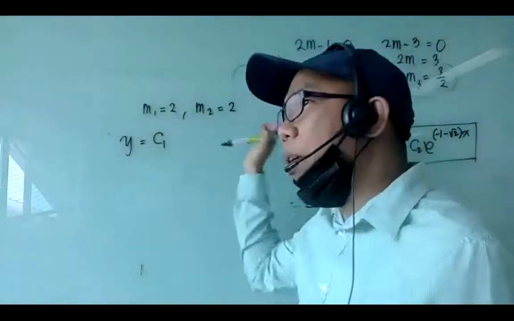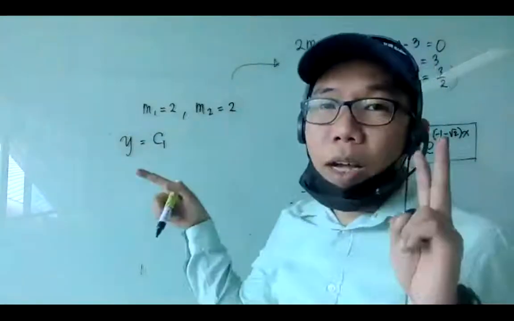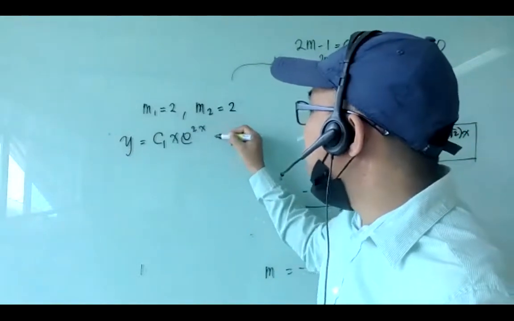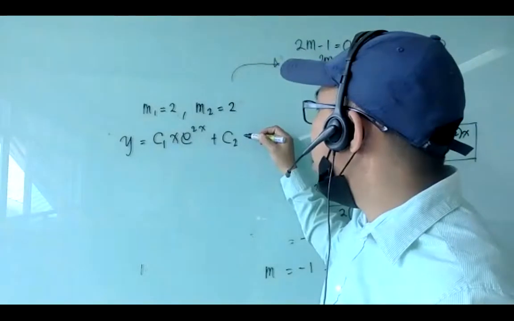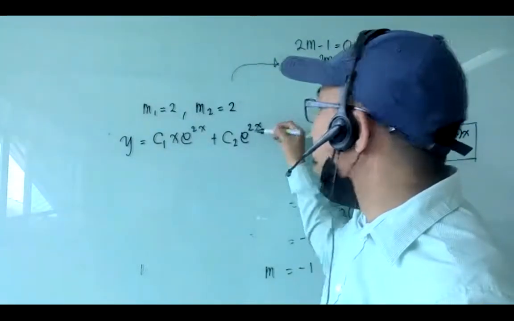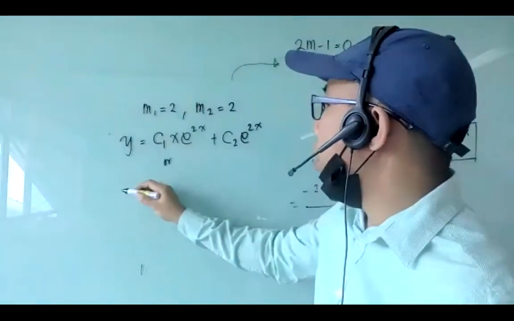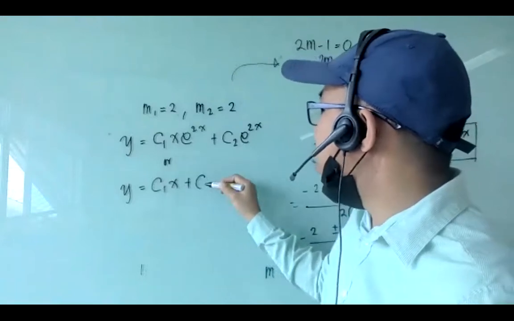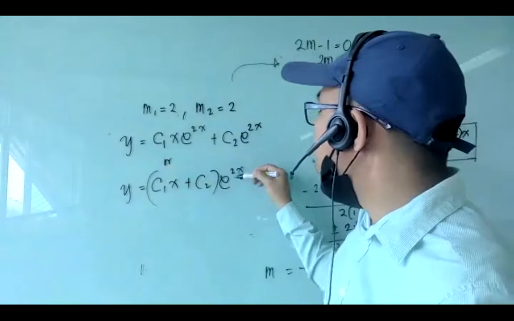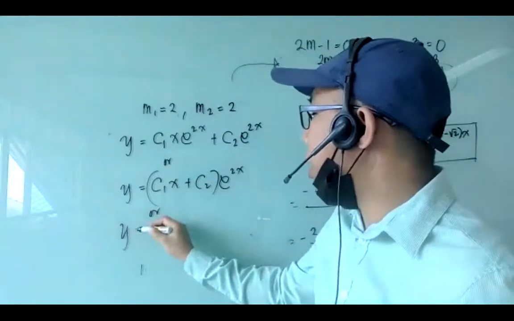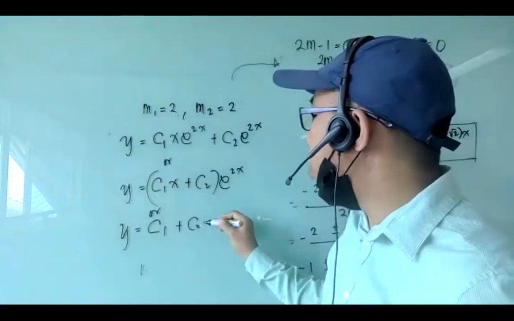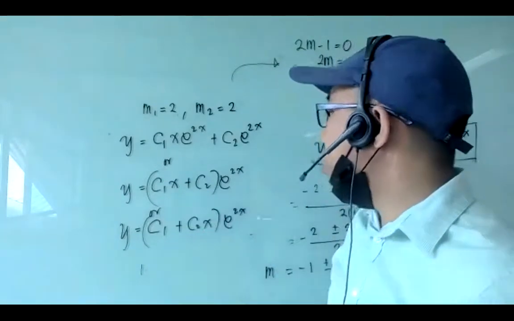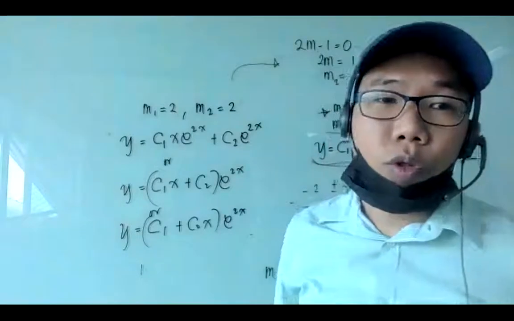So pwedeng pabaliktad or pwedeng doon ka na magsulat ng x. Dalawa yung roots na magkakapareho. So yung solution natin is pwedeng c sub 1 x e raised to 2x plus c sub 2 e raised to 2x. Or pwedeng y is equal to c sub 1 x plus c sub 2 times e raised to 2x. Okay? Or pwede rin sabihin y is equal to c sub 1 plus c sub 2 x, e raised to 2x. Okay? So these are acceptable na solutions.